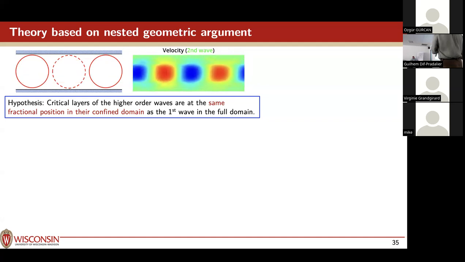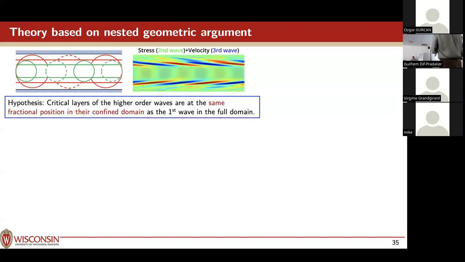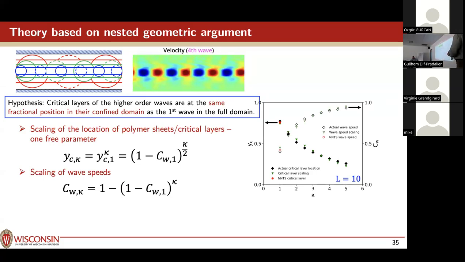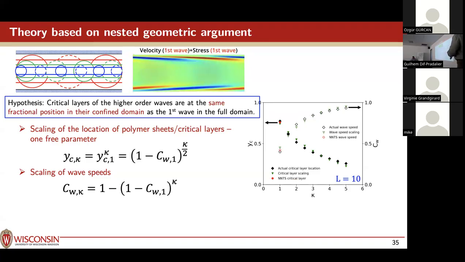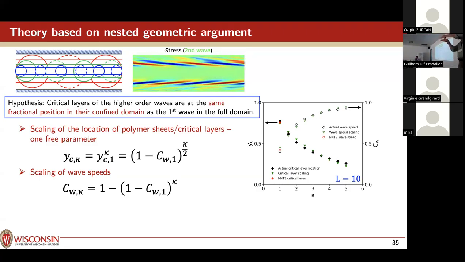There's the first velocity field, stress from the first; the velocity field, stress from the second; velocity field, stress from the third, and so on. You can turn that into a little theory that says the wave speed scaling should go like this, and the critical layer position scaling should go like that. And the data falls right on that curve. So in this channel flow case, we basically have these nested Tollmien-Schlichting-like waves that are forming the elasto-inertial turbulence structure.